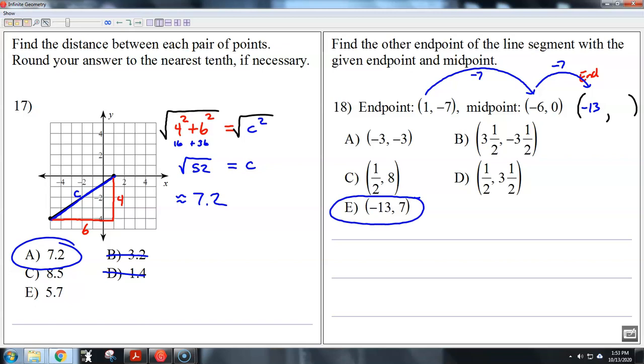So I probably on a real test wouldn't even do the y's, but we'll just do it to check it out. To get from negative 7 to 0, I added 7. And if I add 7 again from 0, that's going to give me 7, which shows up right there. So the correct answer is E.